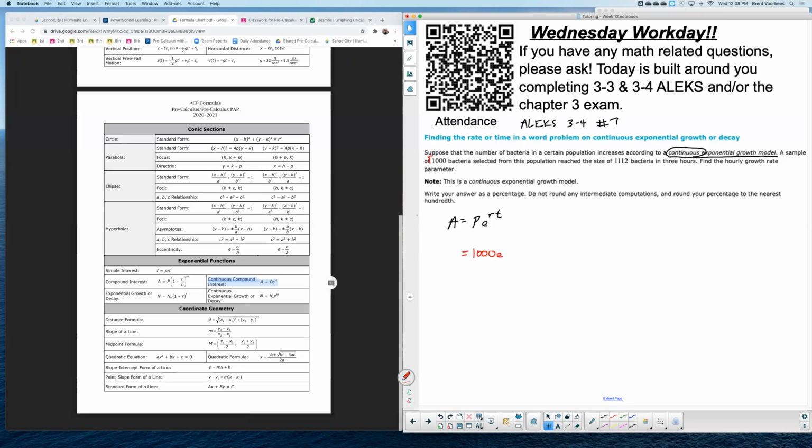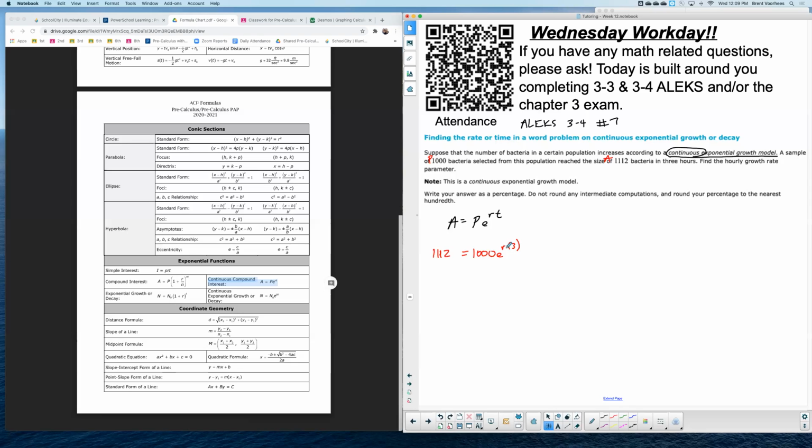So that's the P. And the population reaches the size of 1,112. That's our A. We want to go until we get 1,112. Whoops, forgot a 1. Three ones. There we go. In 3 hours. So I don't know the rate, but I do know it's times 3 hours. Find the hourly growth rate parameter. So that means we're solving for R here.